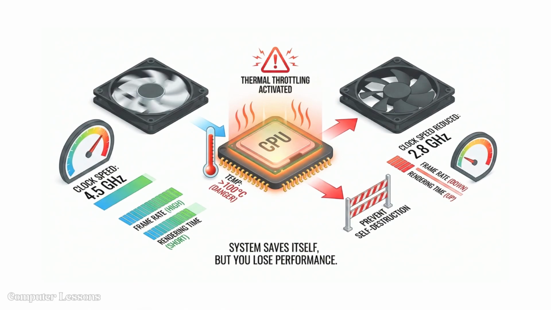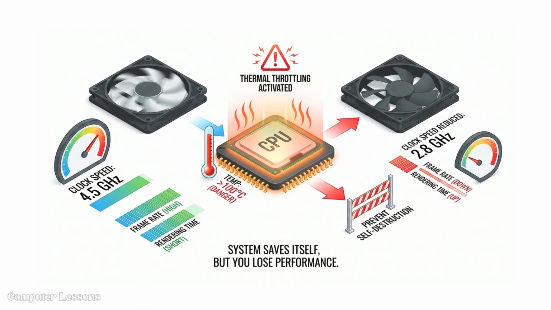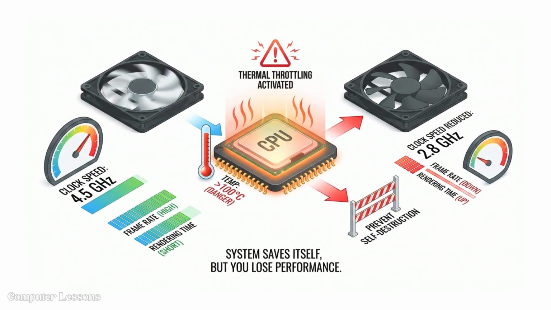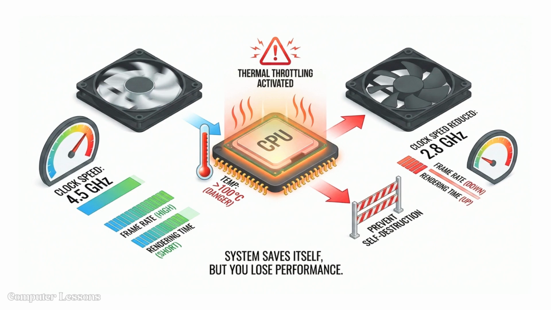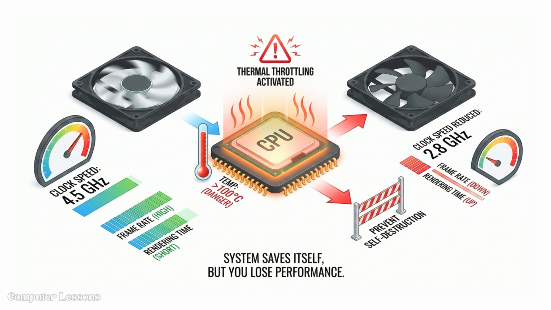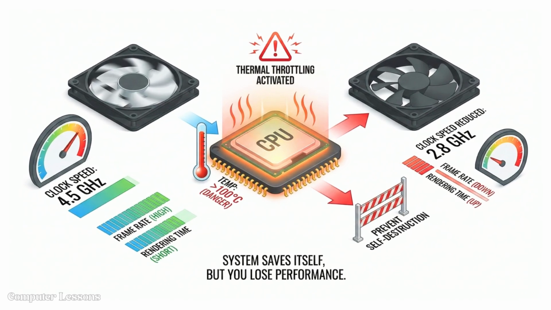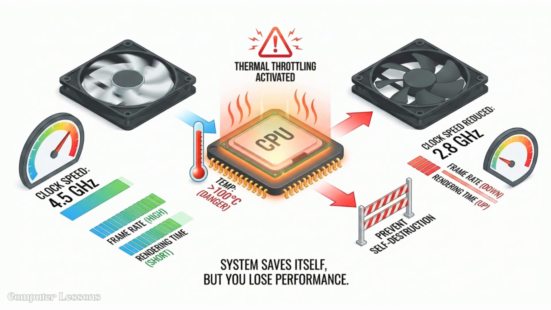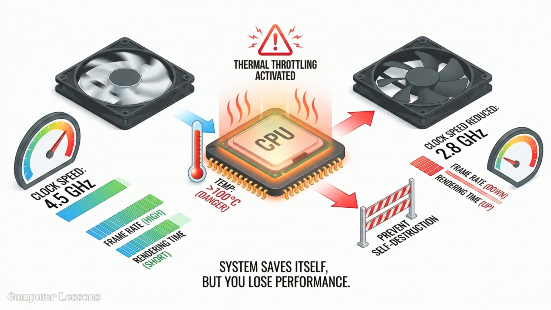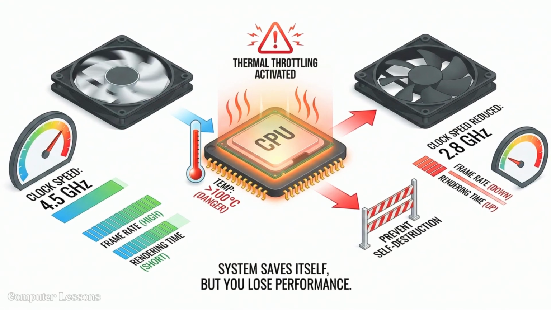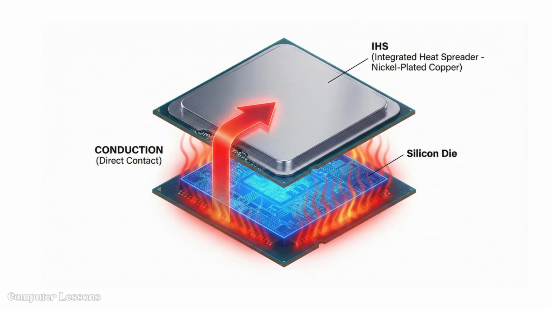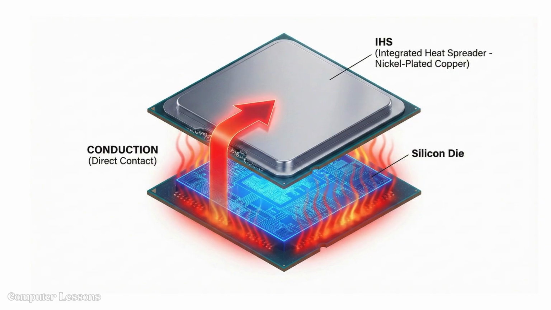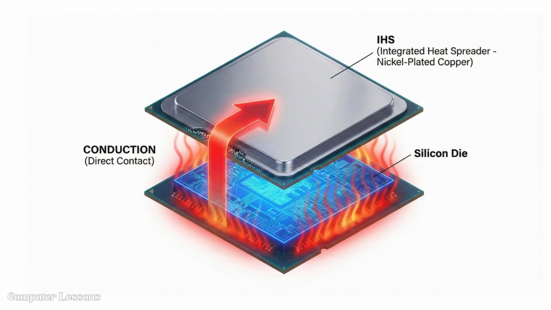To prevent self-destruction, modern chips use thermal throttling. When the sensor detects a dangerous temperature, usually around 100 degrees Celsius, the chip deliberately slows down its clock speed and reduces voltage. This is the computer saving its own life, but it comes at the cost of your frame rate and rendering times. Moving heat away from the die is a race against time, utilizing three modes of heat transfer: conduction, convection, and radiation.